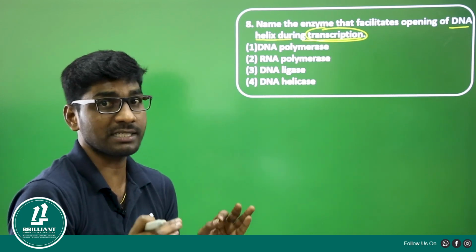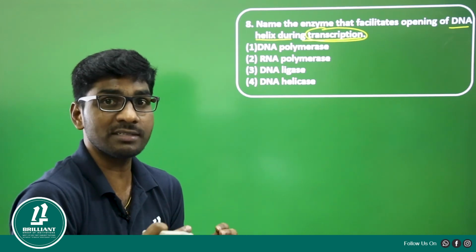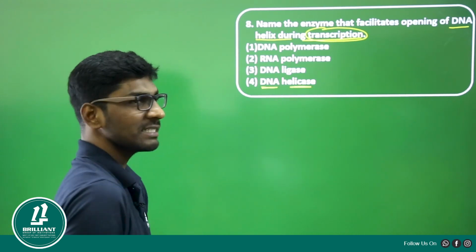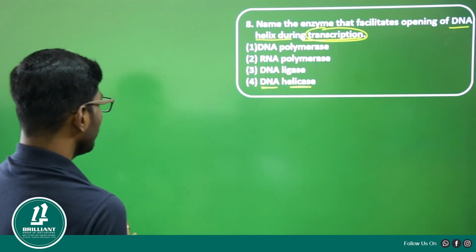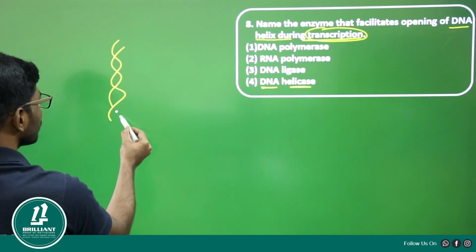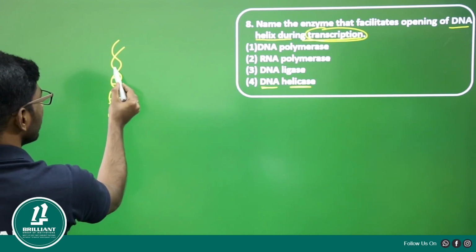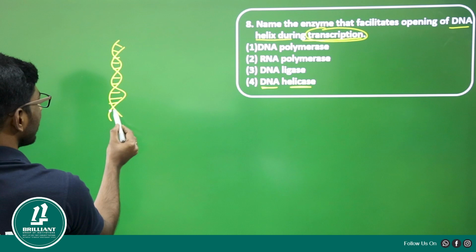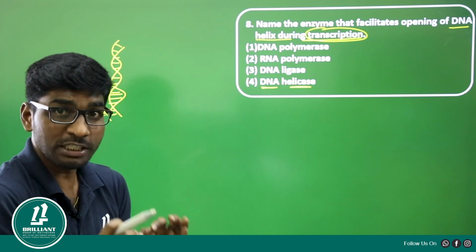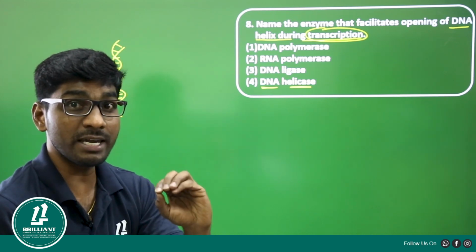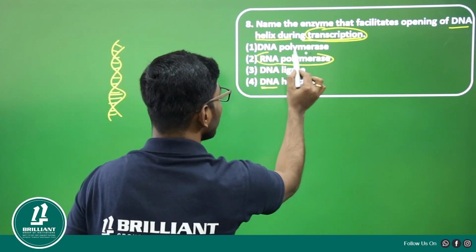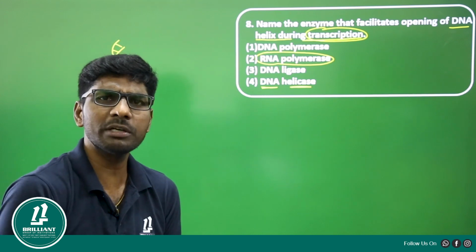If in the question they were asking about DNA replication, which enzyme can open the helix of DNA? We would go with DNA helicase enzyme, right? So if you look at this DNA, what is the transcription process? Formation of mRNA from DNA is known as transcription. So in the transcription process, the DNA helix is opened by the enzyme called what? RNA polymerase enzyme.